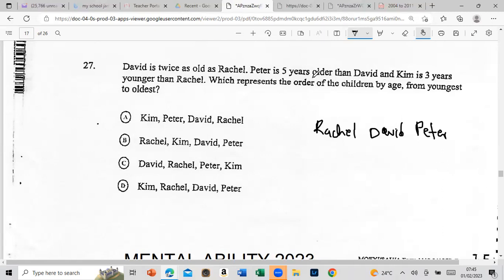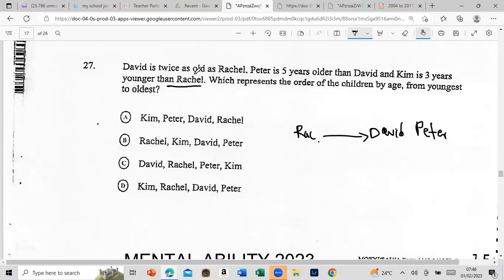Kim is 3 years younger than Rachel. Oh, see what they're doing, you know. I think I have to put the age difference there because it can be a little bit tricky. I think I have to put the age, guys, because if the age is going to be a factor, that's why I spaced them. All right, so let us just put the age difference there. So you have Rachel. I'm just going to use R.